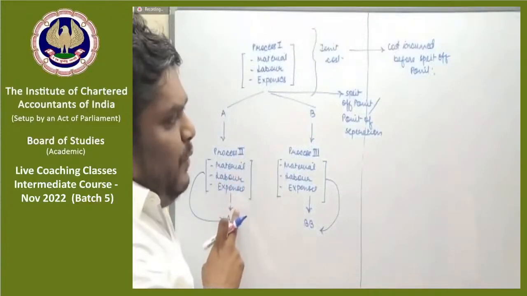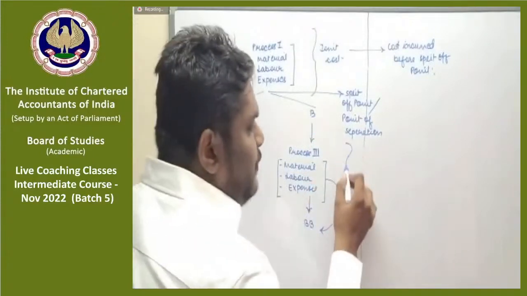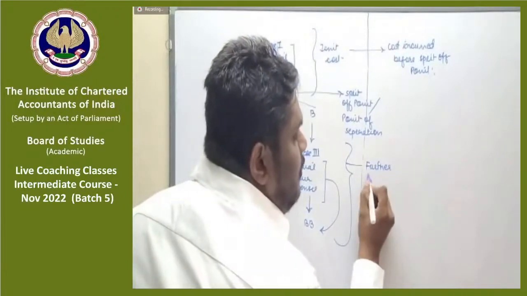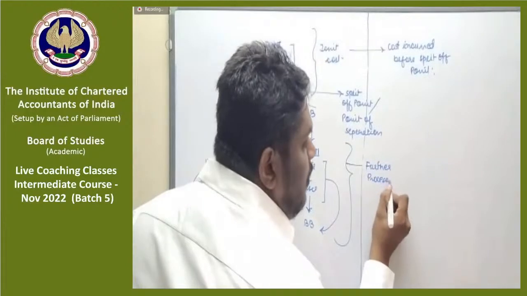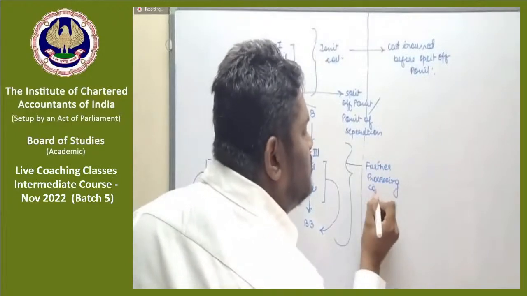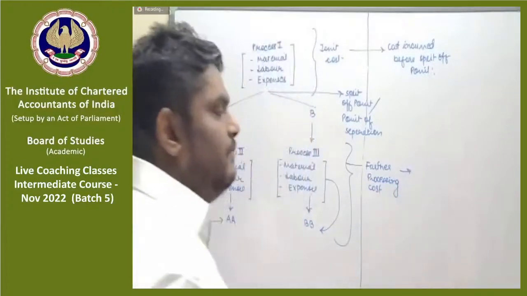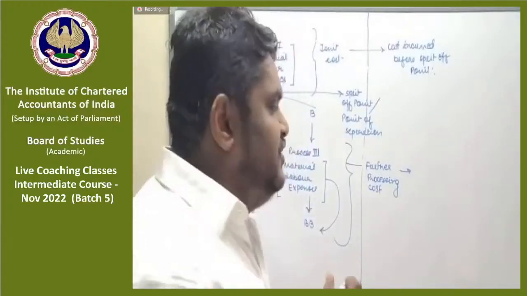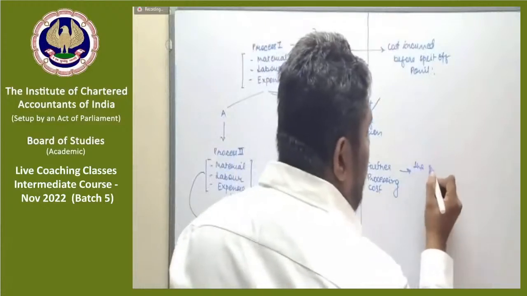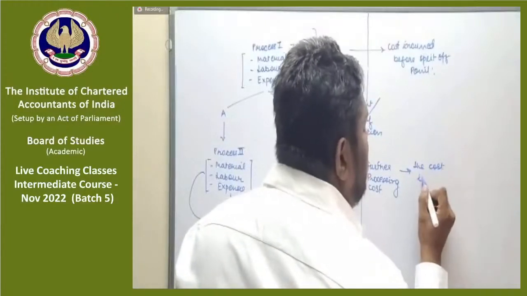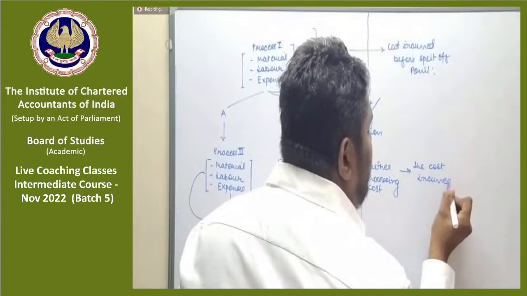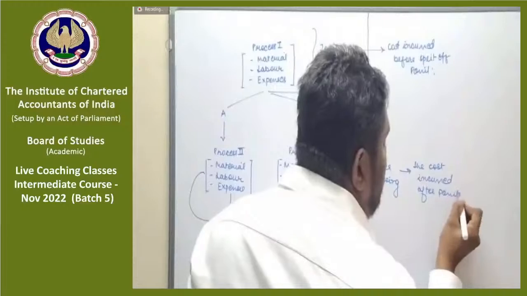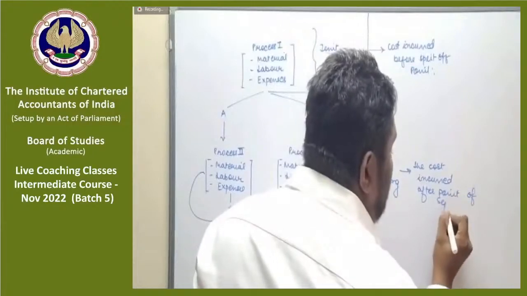Further, the cost of process second and cost of process third is what we call as further processing cost. That is the cost that is incurred after the point of separation.